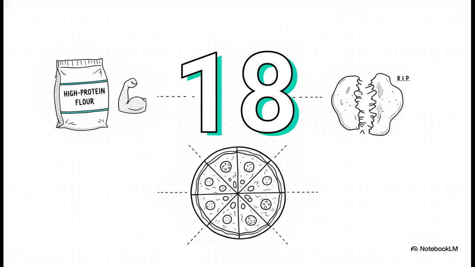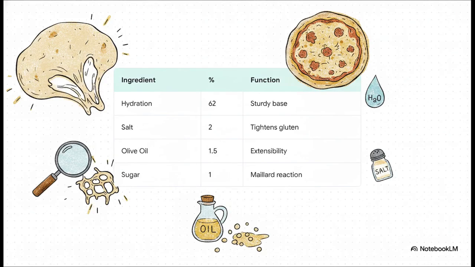To fix this, you absolutely need high-protein flour. It acts literally like steel rebar hidden inside the concrete of the pizza crust. So to build that sturdy base, you need a very precise 62% hydration level. This perfectly balances that chewiness with crispness, making sure it doesn't turn to mush under heavy toppings. Then, we add 2% salt to tighten up the gluten, and 1.5% olive oil to coat the starch granules.